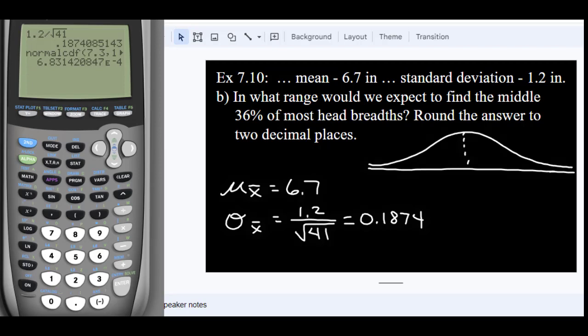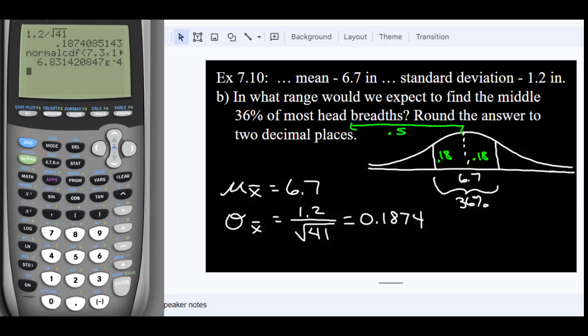So here's our middle. We know that's the 6.7. And we just want a little bit on each side so that this total amount here is going to be 36%, the middle 36% of most head breadths. So this is going to be one of those inverse problems. So if we've got that middle 36%, that means 18% is going to be here and 18% is going to be here, or 0.18. We also know that this side is 50%, or 0.5.